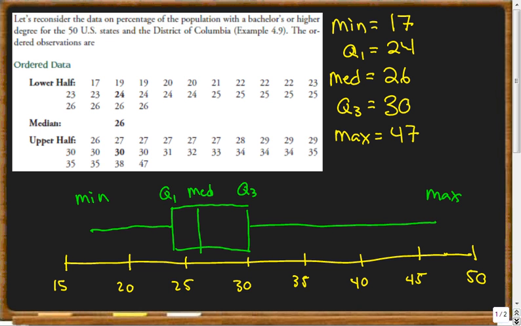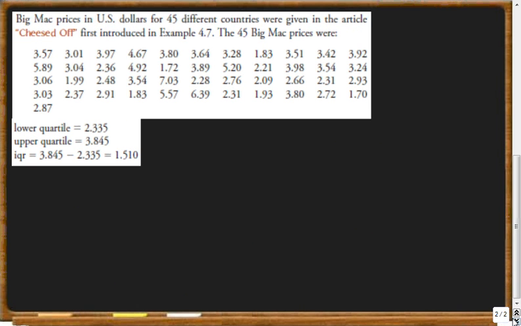The downfall of this is that it doesn't really explain the center and the concentration of data outside of our quartiles. So the next example that we do is going to account for those, and it's going to show us how we find outliers, what we consider an outlier, from now on. If we go to this next example, it's talking about Big Mac prices in different countries.